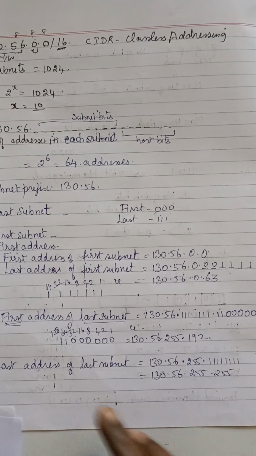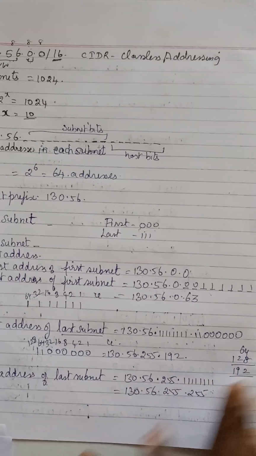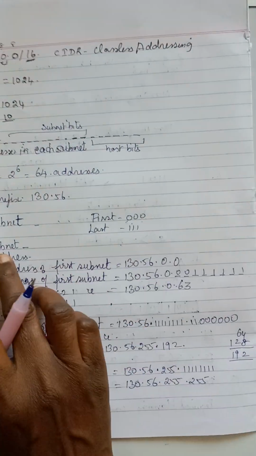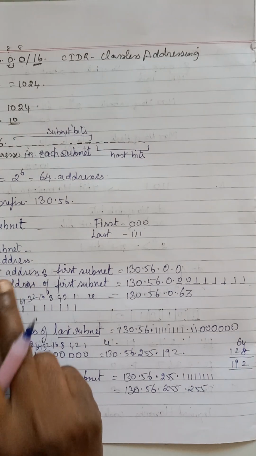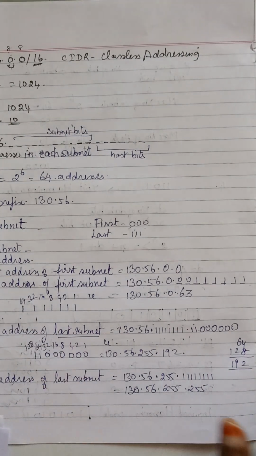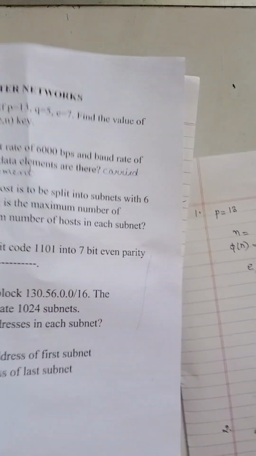This is the first and that is the last address of the last subnet. So all are ones. I hope you understood how to find the first subnet and last subnet, and now how to find the first address and last address. Okay. Next we'll see how to find the network mask.